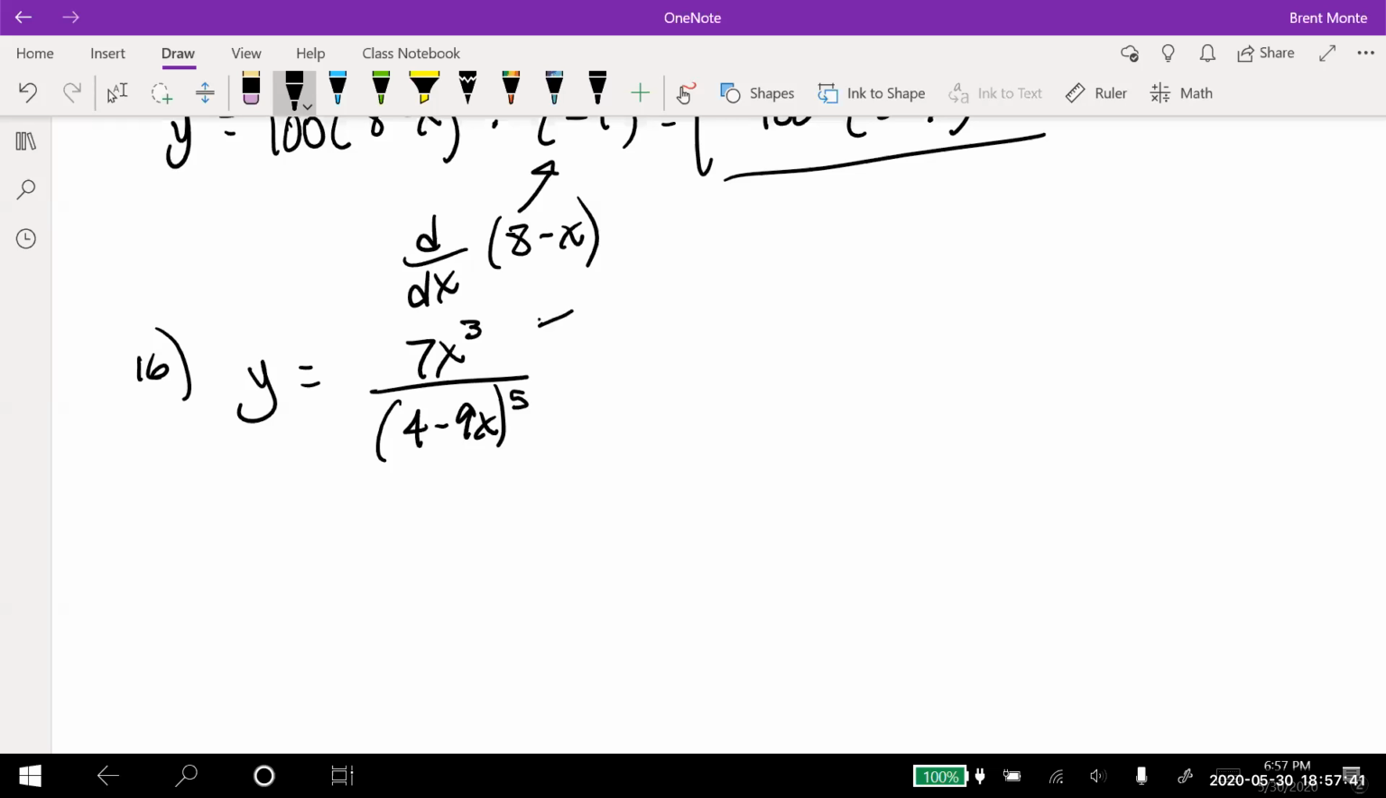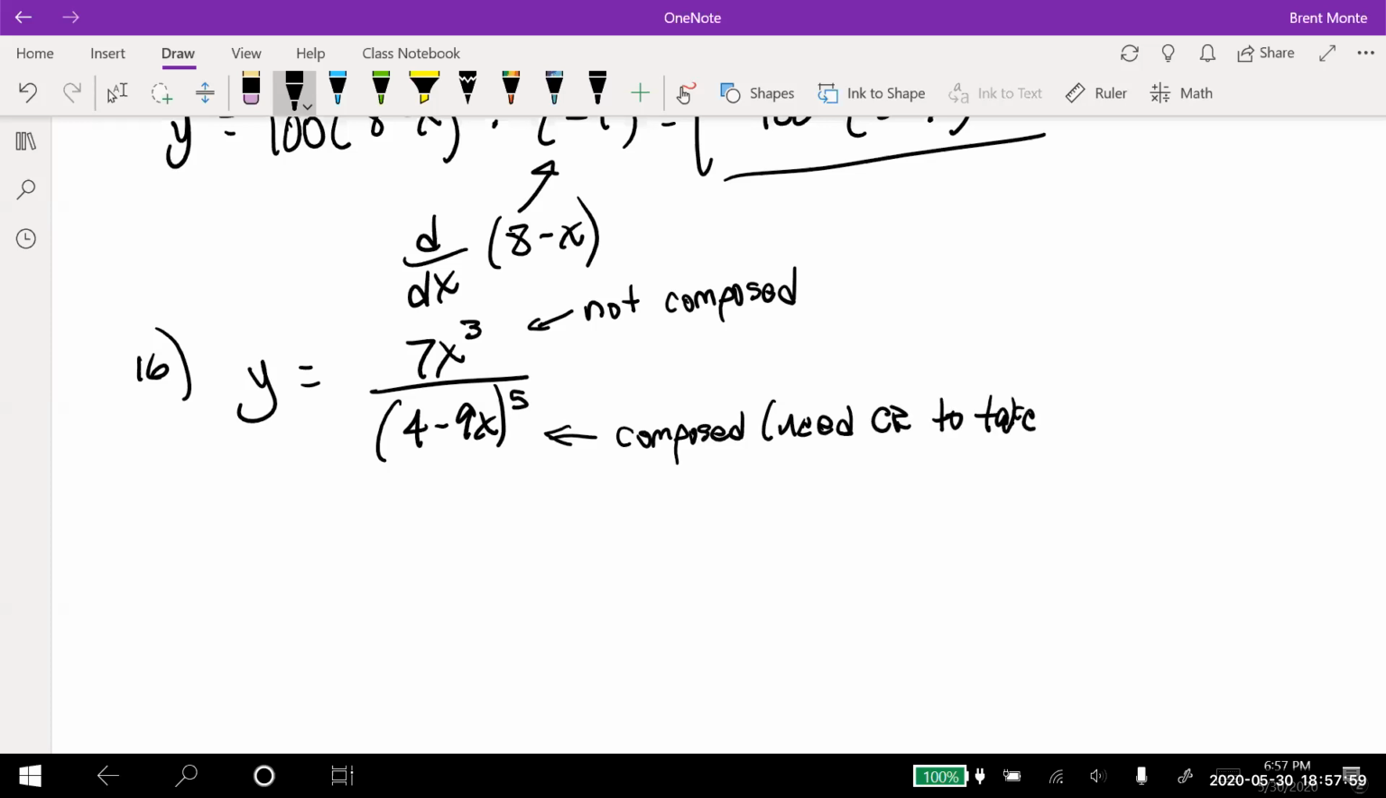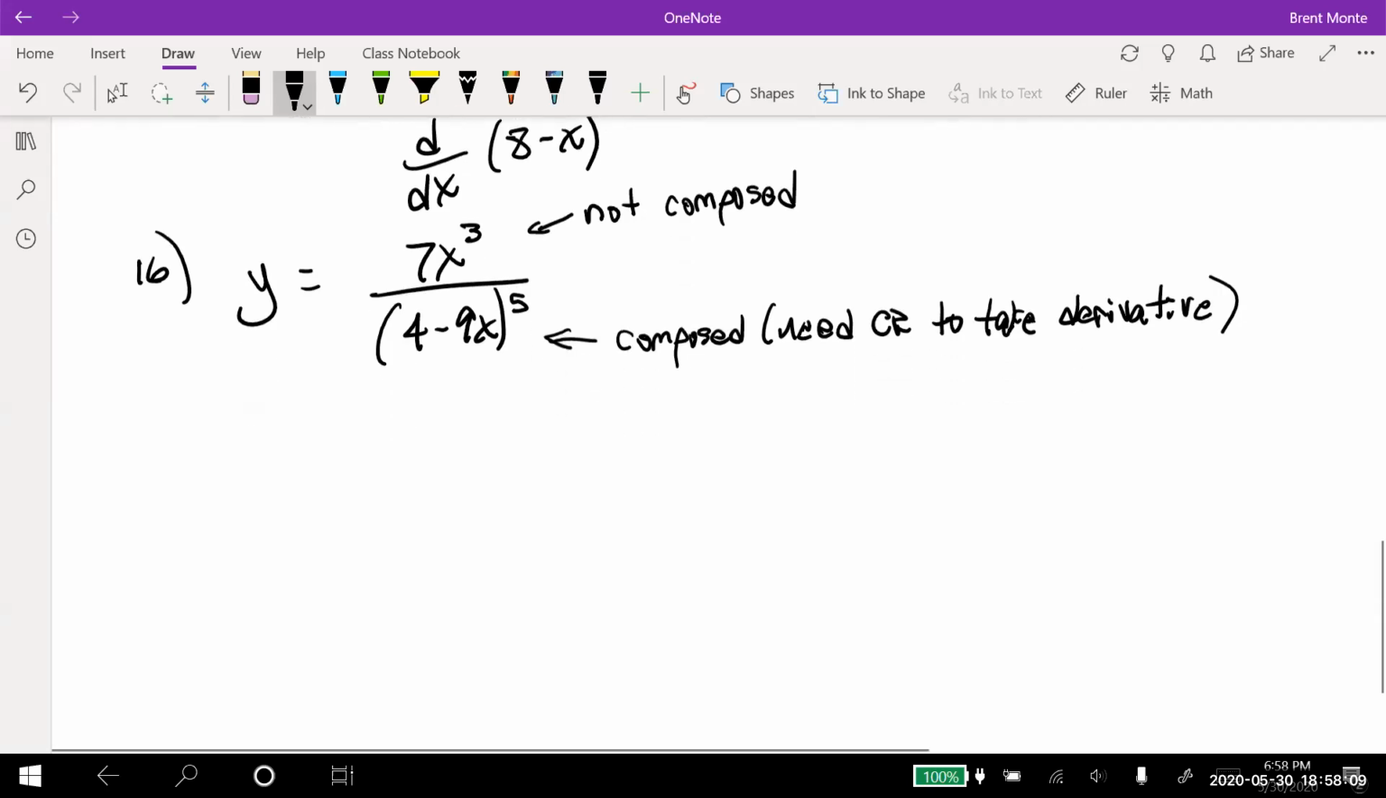So let me put a little arrow here. This is not composed. There's no inside function. This is composed, so we'll need the chain rule to take the derivative. All right, so that's what I'm looking at when I do this. Let's go ahead and take the derivative.